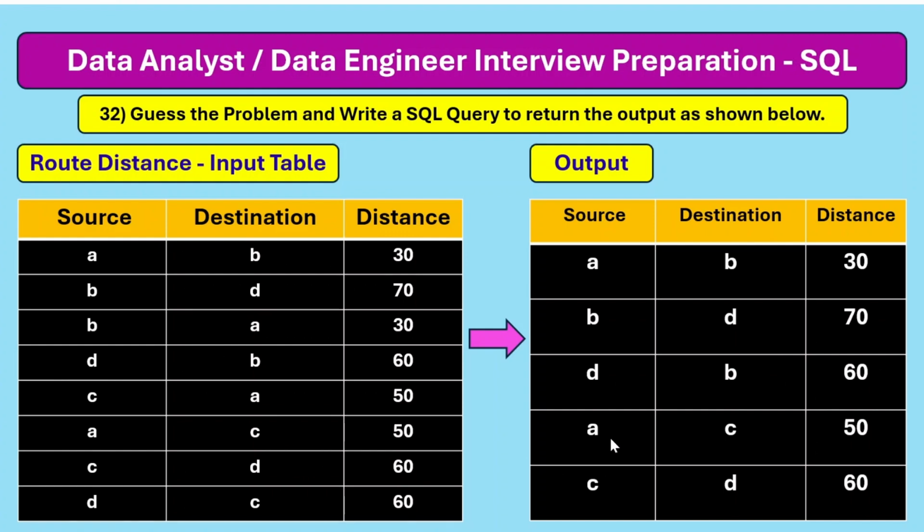Similarly here also, A to C is 50, and C to A is also 50, right? You can see here. So that is the reason we are not getting both. We need to return only one. Next, this is also the same condition.